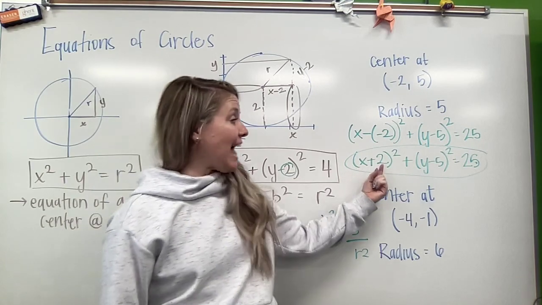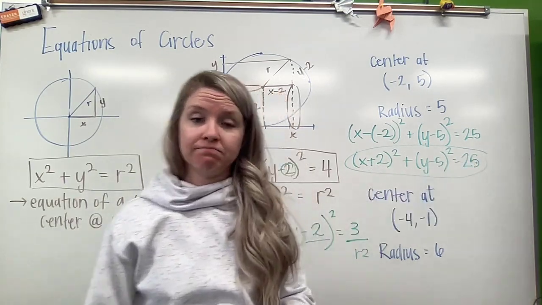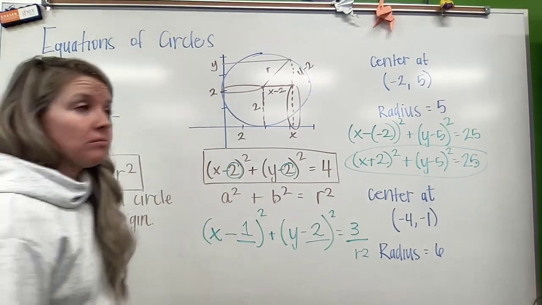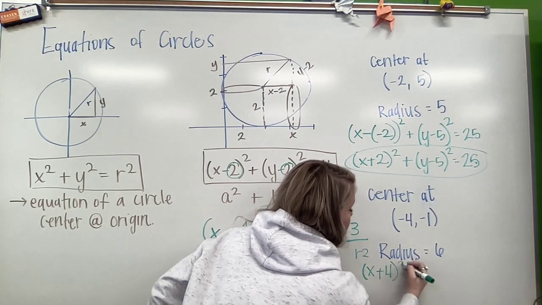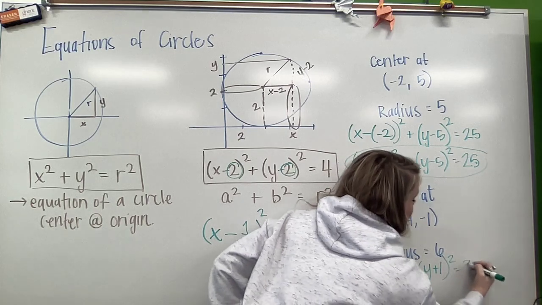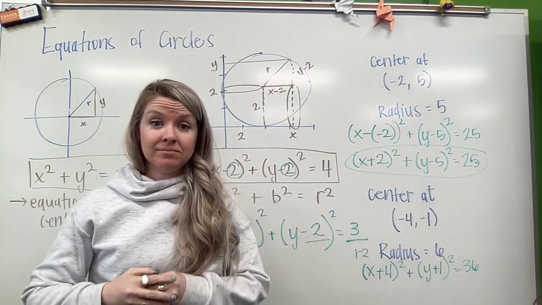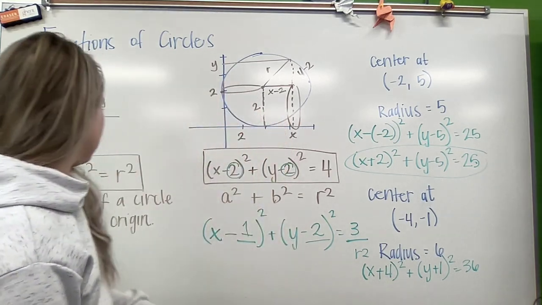I have a center at negative 2, 5 with a radius of 5. Okay? Last example. This is going to become x plus 4 squared plus y plus 1 squared equals 36. And that's it.